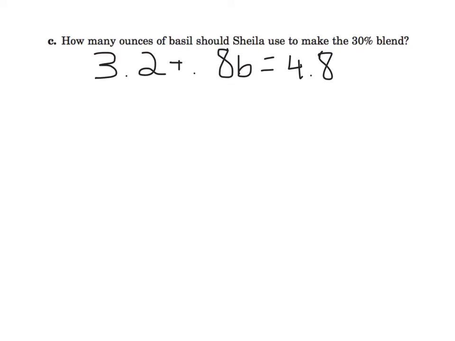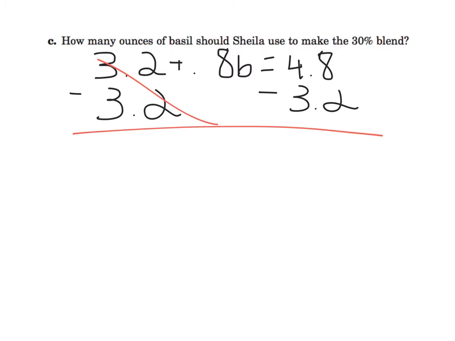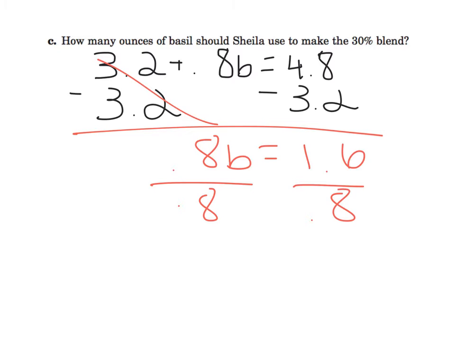Now we're looking at part C of this, and we want to know how many ounces of basil should Sheila use to make the 30% blend. So I took my equation from the previous part, and I'm going to start by solving for B. So we will minus 3.2 from each side to cancel those, and we will get 0.8b equals 1.6. We will then divide by 0.8, balance that, divide by 0.8, those cancel, and we will get B equals 2.